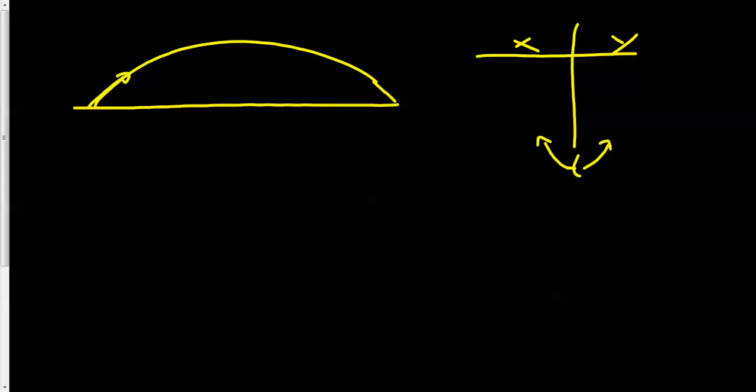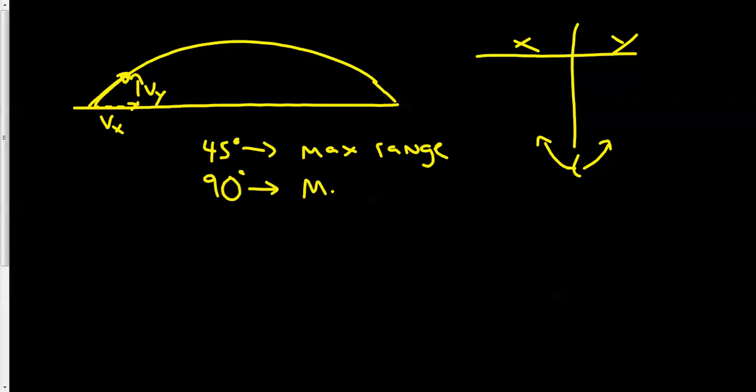Now, we know that the only difference here is that there is an initial velocity in the vertical direction. A couple of things that are important to note: 45 degrees will give us a maximum range, and 90 degrees will give us a max height and time in the air. Okay, if I throw something straight up, it's going to go the highest. It's also going to spend the most time in the air.